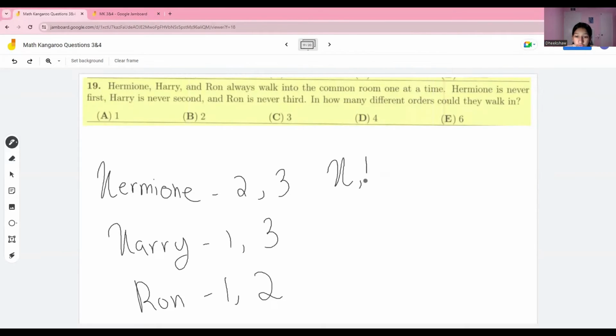So after Harry, it's Ron, and then last we have Hermione. So that's an order that we have. Another order that we can have is Ron is first, Hermione is second, and Harry is third. That's an order that we can have. Apart from this, there doesn't seem to be any other better option, which is why there are only two different orders that they can walk in. There isn't really any other order that they can walk in that can satisfy the terms that we have over here, which is why the answer to this one is 2.